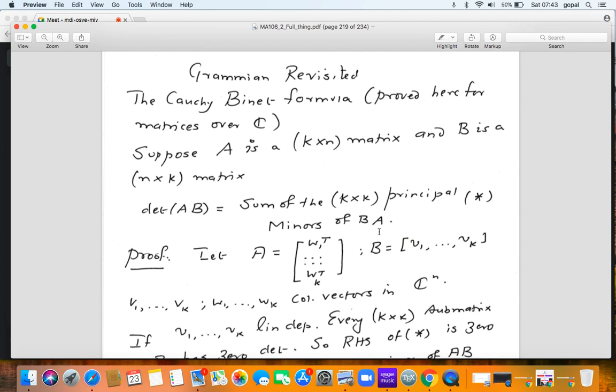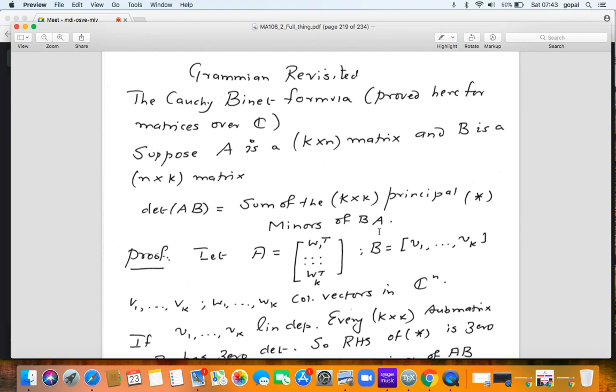Remember that the row rank of A is strictly less than K. The rank of A is strictly less than K. The vectors are linearly dependent. So any K by K submatrix will have 0 determinant. So the K by K principal minor of BA will be obtained by taking a K by K matrix of B and a K by K matrix of A, multiplying them together and taking the determinant. And you will see that the determinant is again 0.